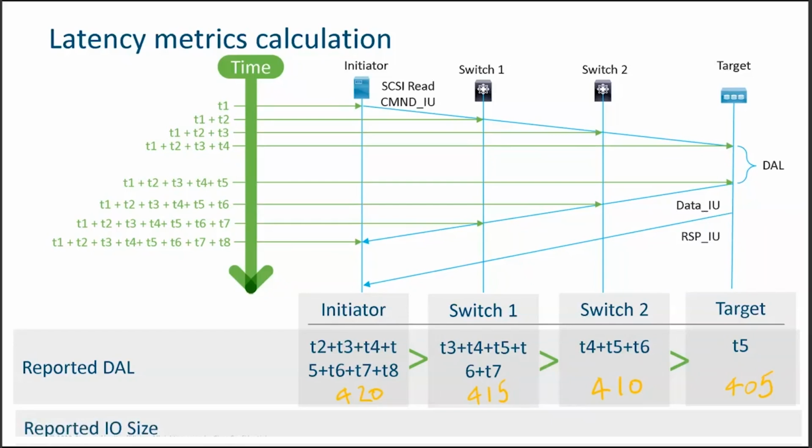However, there are some other metrics which do not differ. For example, IO size. Because IO size, remember, sits in the header. So it's the same header which is passed, starting from the initiator, going to switch 1, going to switch 2, and going to the target. So if the read IO size is 4K, everywhere we are going to see 4K.